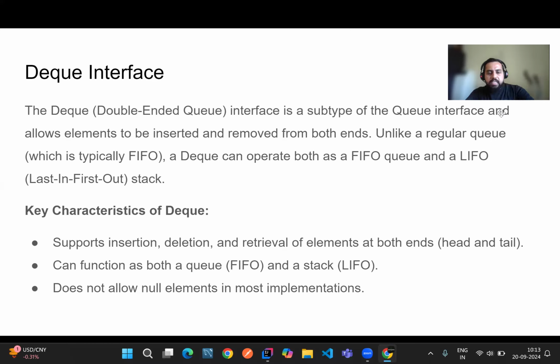What are the key characteristics of Deque? It supports insertion, deletion and retrieval at both ends, both sides. We can do all these operations at head and tail, and it can function both as a queue, FIFO, and as a stack, LIFO, last in first out. It does not allow null elements. Only LinkedList will allow a null element. Other implementations of these Queue or Deque interfaces do not allow null elements.